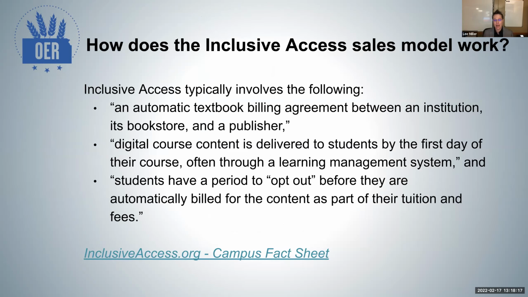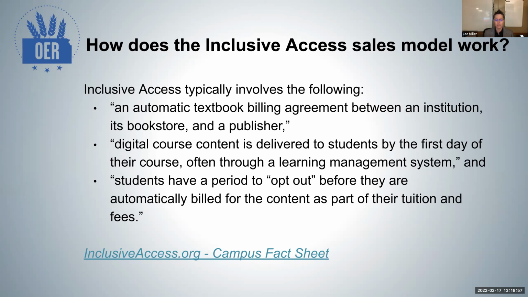So, looking at how this inclusive access model works, I've used the resource down there at the bottom, but I've broken this up into three points just to highlight. The first one is the agreement that happens between the institution, possibly the bookstore, and the publisher. And if you notice, there are really only three stakeholders in that conversation. We'll look more at what this agreement or contract may include, but it's really not looking at the additional stakeholders that may be involved. Publishers really do target decision makers when having these conversations, and that's something important to note.